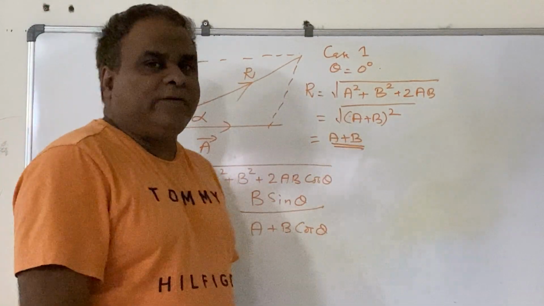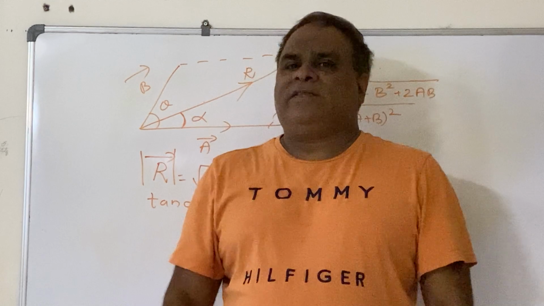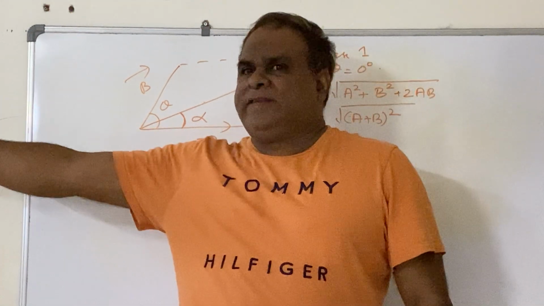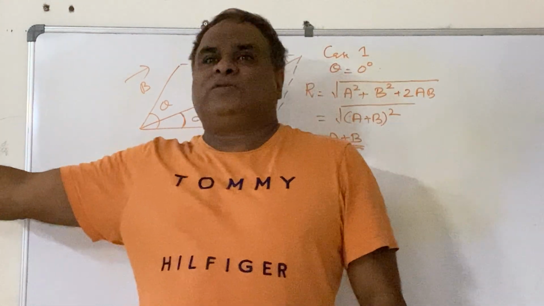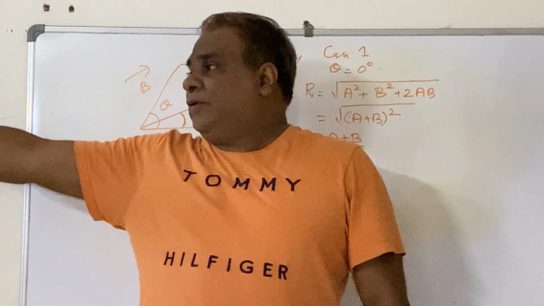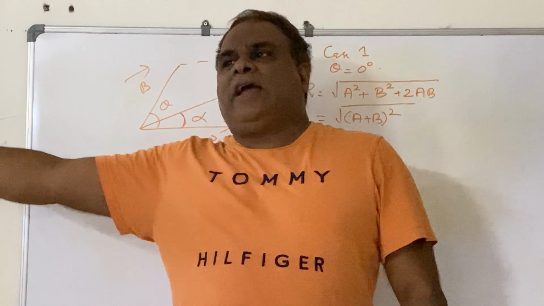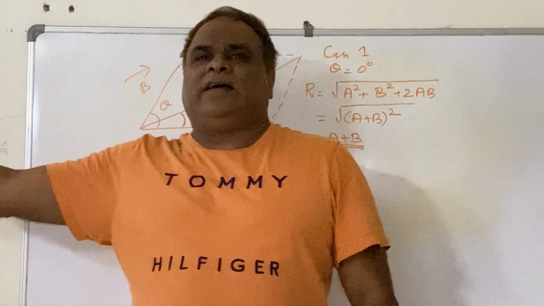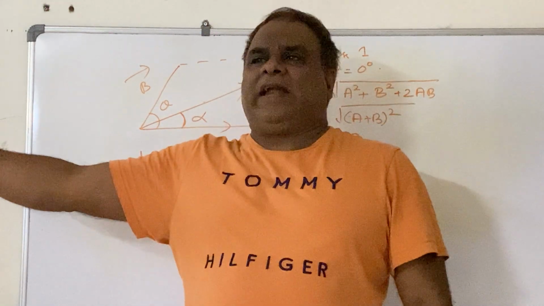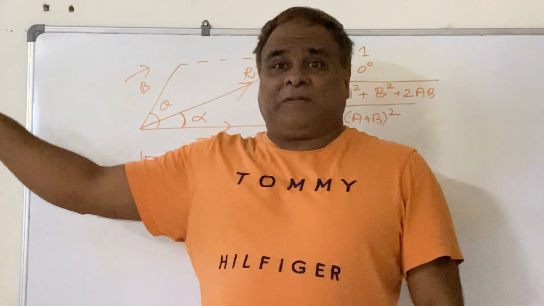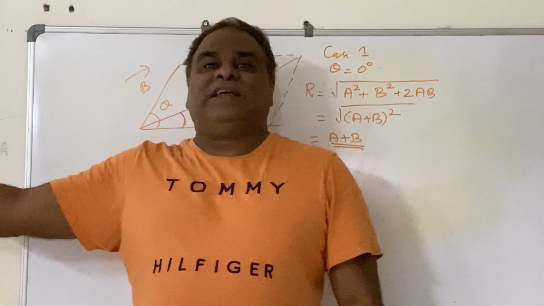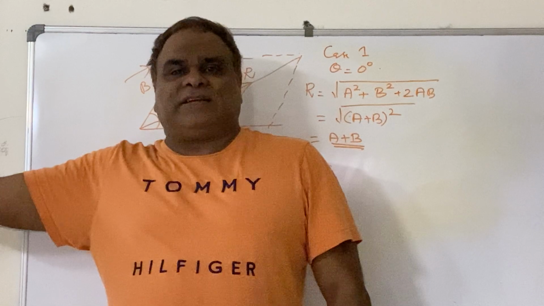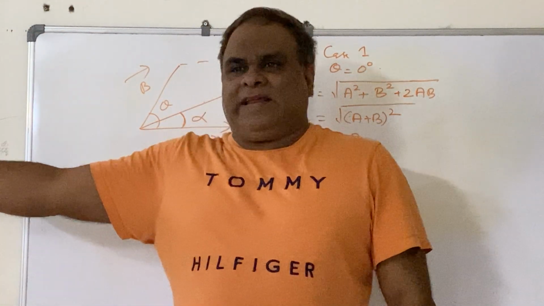When theta is equal to 0 degree, see, one person is exerting a force of 10 Newton in this direction. The second person also exerts a force of 10 Newton in the same direction. Then I will go in this direction with 20 Newton, right? So I just have to add. The conclusion is very important: if both the vectors are in the same direction, then you need to add them.